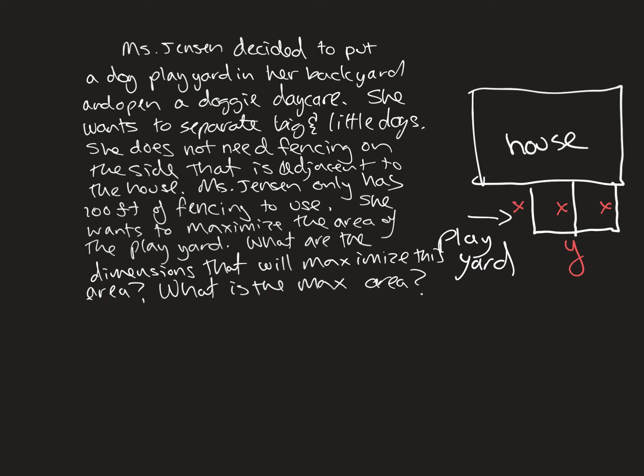Okay, so this is a type of problem where I'm constrained by the amount of fencing. So I'm gonna first write down my constraint equation, which is 3x + y = 100, based on my labeling. And keep in mind here, x is a dimension on my play yard and y is a dimension on my play yard. All right, so that's my constraint equation.